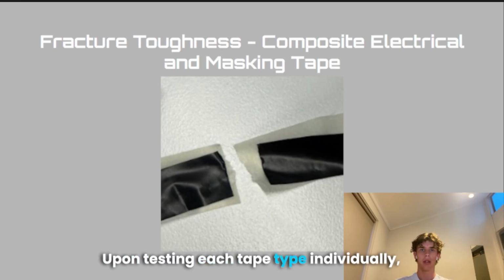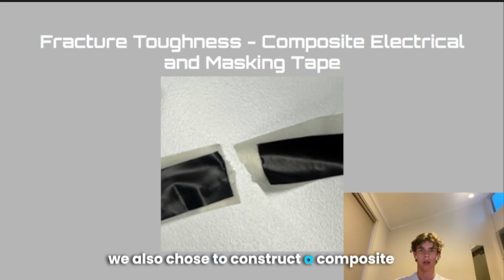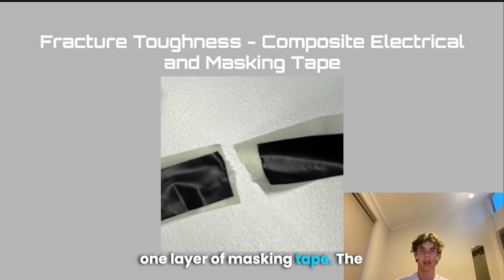Upon testing each tape type individually, we also chose to construct a composite tape of one layer of electrical tape and one layer of masking tape. The consequential tape was the thickest by far at 0.25 millimeters, which alone led us to the hypothesis that it should carry the most load and result in the largest K1C value purely based on its lateral cross-sectional area.